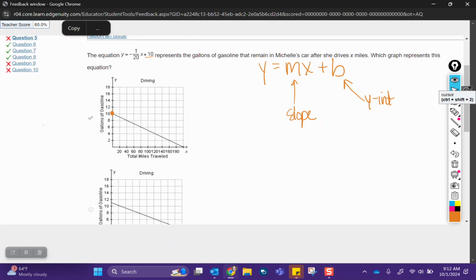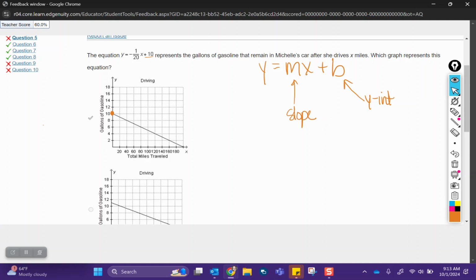The slope is -1/20. All of these lines have negative slope, so we can't rule it out that way. In this one now we're looking at gallons of gas for total miles traveled. This slope tells us that for every 1 gallon of gas, she travels 20 miles. So for every 1 gallon of gas used, she travels 20 miles. That means we're going down 1 and over 20.